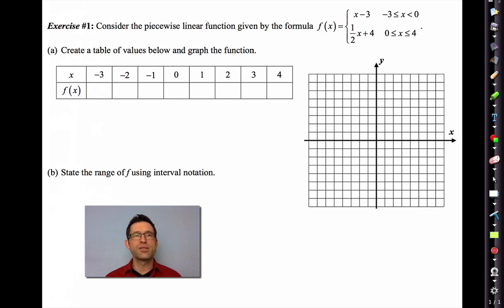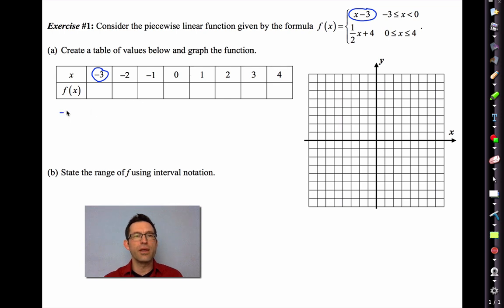So, exercise 1. Consider the piecewise linear function given by this formula. And I'm not going to read the formula off, but let's start talking about how to think about it. It says create a table of values below and graph the function. All right, well, let's do this by hand. So when we have an input of -3, what the piecewise function has to tell us is which one of these formulas to use. Well, it says that we should use the formula x minus 3 for every x value that's greater than or equal to -3 and every x value less than 0.